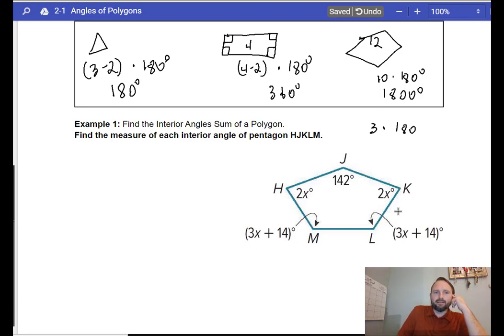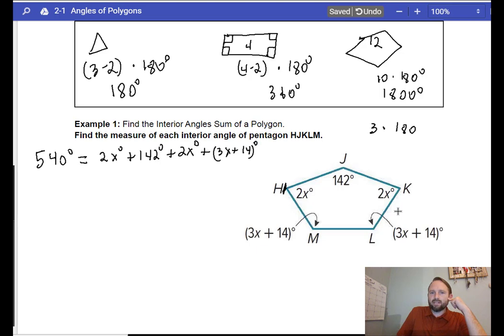So I know that this polygon, HJKLM, is going to be worth 540 degrees. So I'm going to add up all of the interior angles. Sometimes we like to start here and go around in a circle. So I have 2x, I have 142, I have another 2x, I have a 3x plus 14 degrees, and finally I have another 3x plus 14 degrees. Oh, that's interesting. So I have 2 of those.